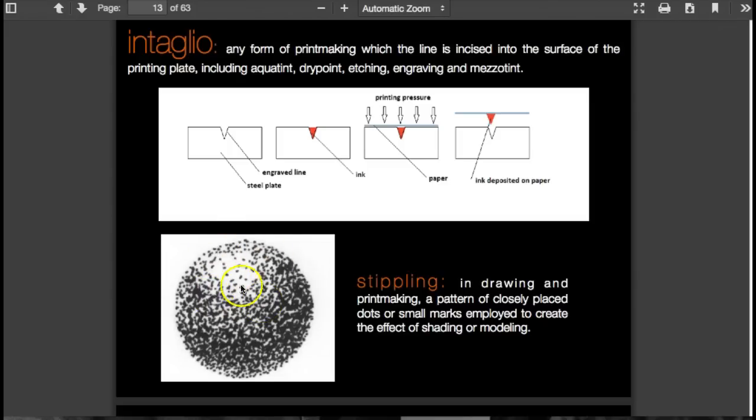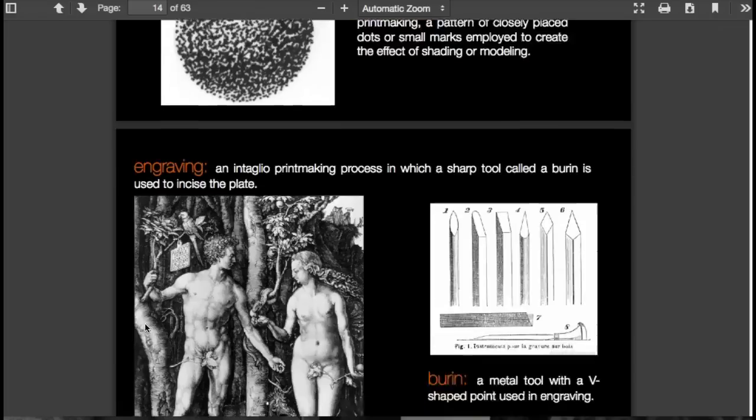So we have our highlight here. We could tell our light source is coming from here. So this circle all of a sudden becomes a sphere because it goes back to that idea of modeling. So this is stippling, basically allows us to do light modeling with printmaking processes.